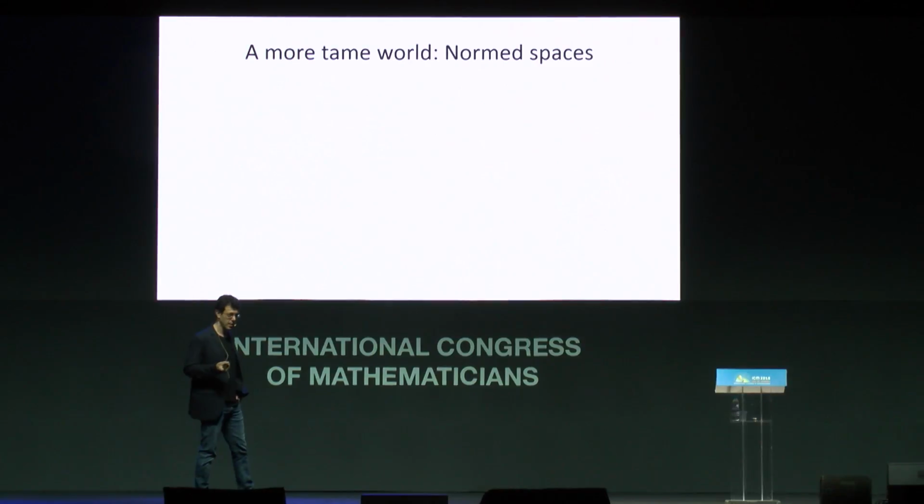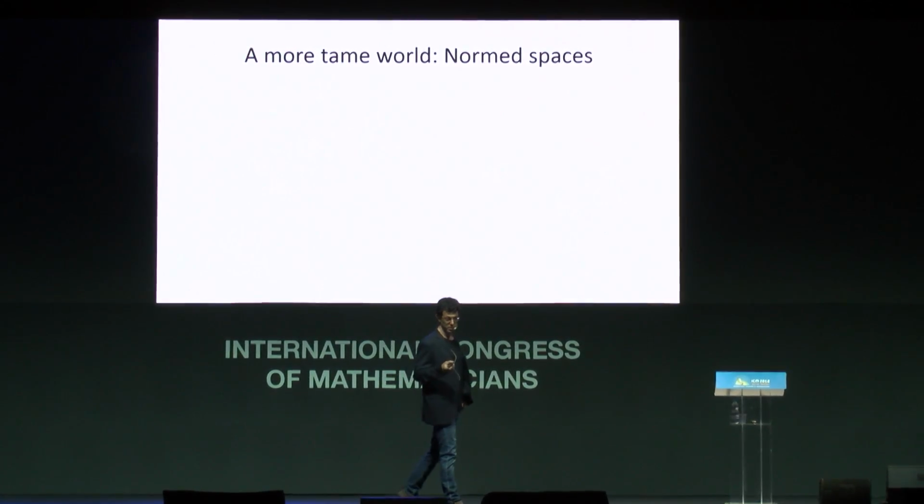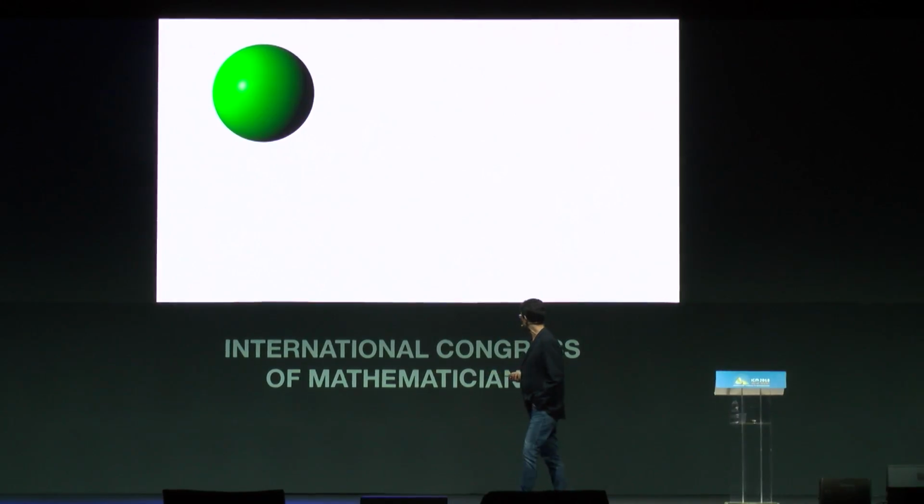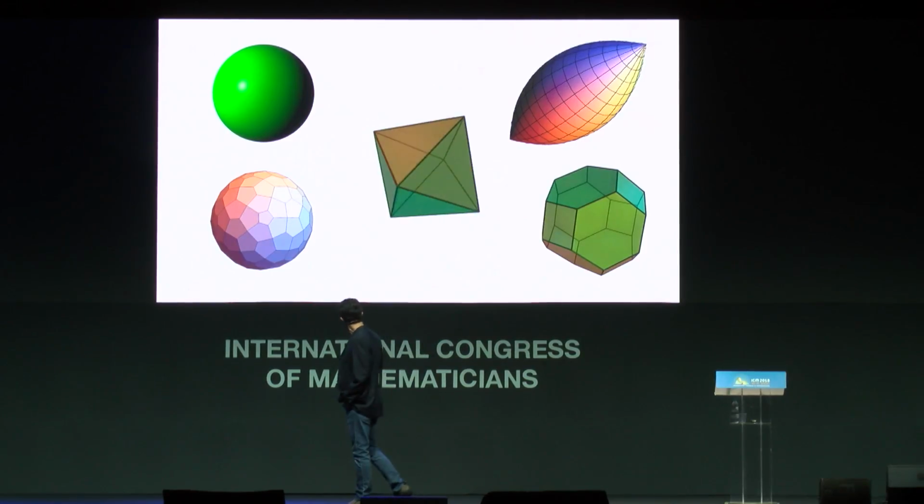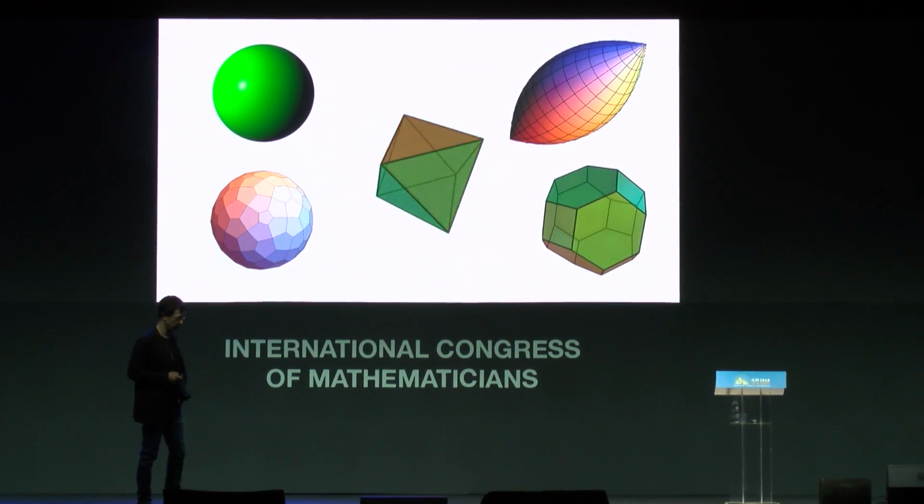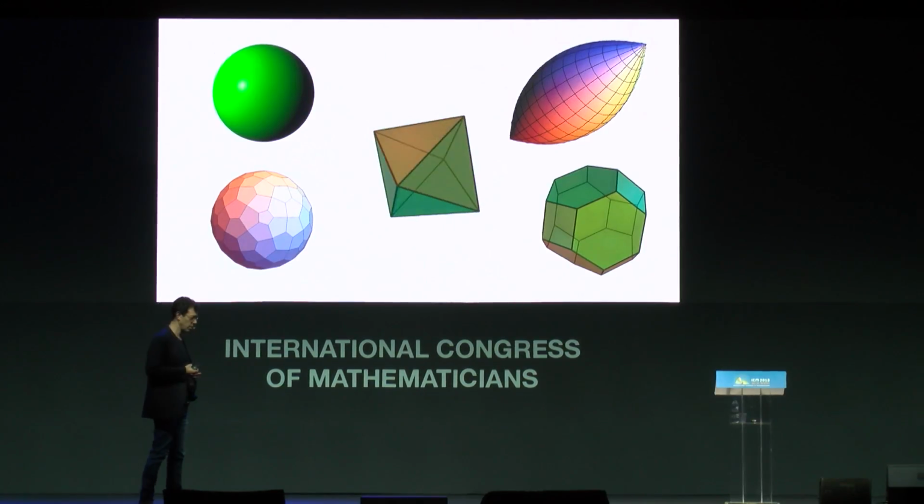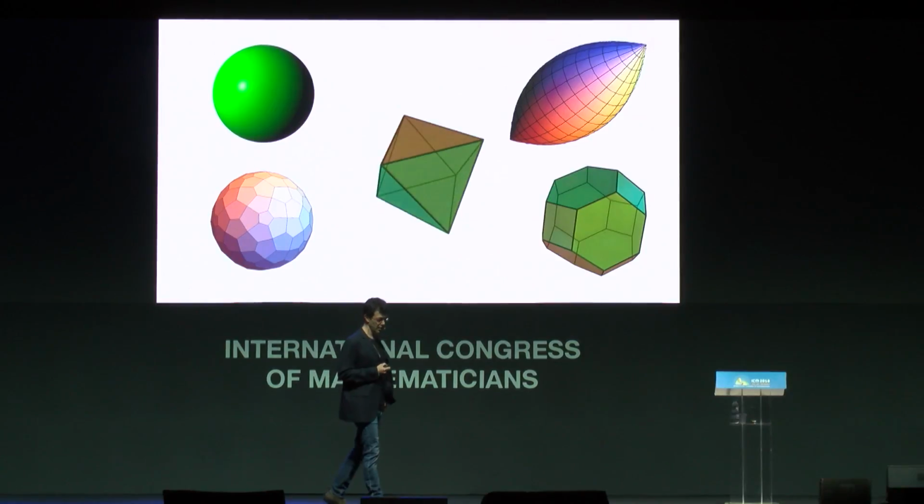Now, normed spaces are in one-to-one correspondence with centrally origin-symmetric convex bodies. So, of course, it could be the Euclidean ball, it could be some other convex body. Here are a couple more. The octahedron, the unit ball of L1, will play a fundamental role in a lot of what I'm going to talk about. It occurs in many applications.